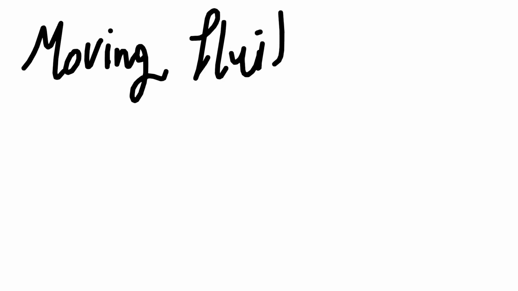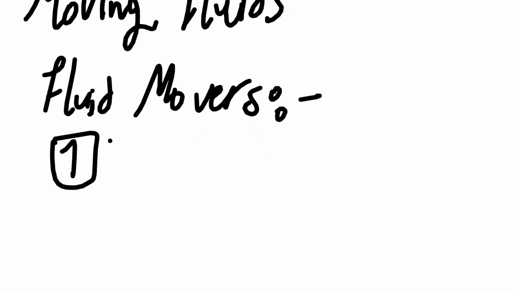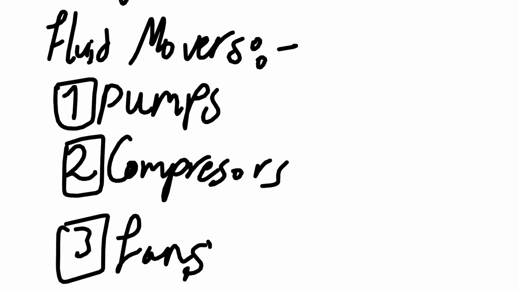In every industrial plant, every cooling loop, every water network, and every gas system, there is one job that must always happen: moving fluids. And for that, we use machines called fluid movers. Fluid movers come in three main categories: pumps, compressors, and fans. They all move fluids, but each one has a different role.